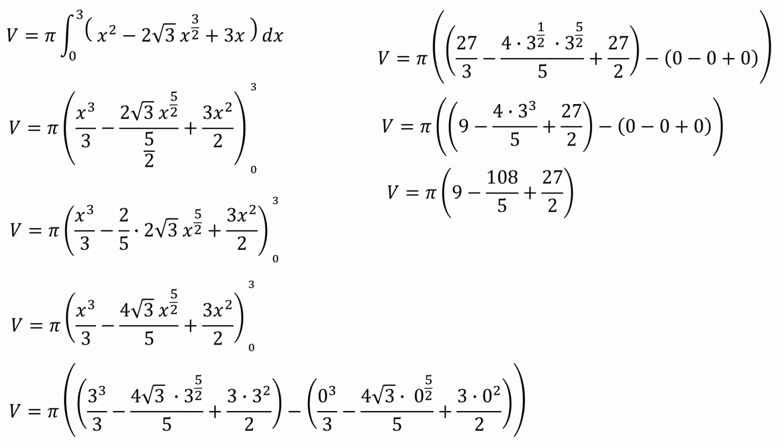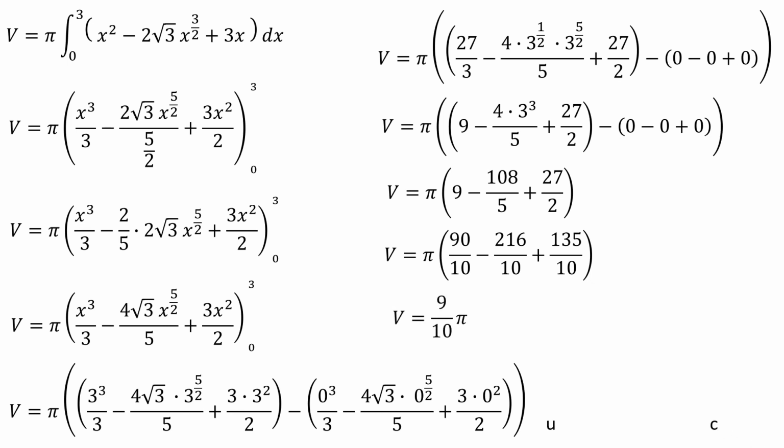So I'm like, well, what do I do now? Common denominator is going to be 10. So 9 becomes 90 over 10. 108 becomes 216. Actually, it was 108 over 5, so it becomes 216 over 10. 27 over 2 becomes 135 over 10. And so this answer is going to be kind of close to 9/10 when we add those up, so that's not too far from 1. But then, of course, we're going to multiply by pi, so the final answer is pretty close to 3. You know, pi times 9/10. So there is the answer, 9 over 10 pi cubic units.